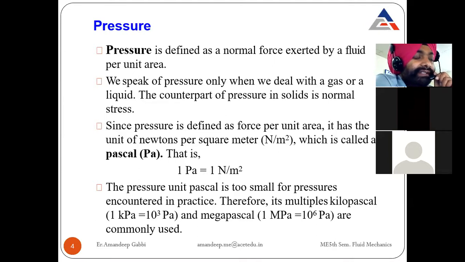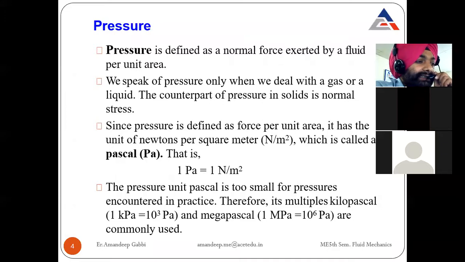Since pressure is defined as force per unit area, it has units of Newton per square meter, which is called Pascal. You can call Newton per meter square Pascal also. 1 Pascal is equal to 1 Newton per meter square. That you have to remember. Sometimes in numericals, it is written that the pressure is 5 Pascals. That is equal to 5 Newton per meter square.